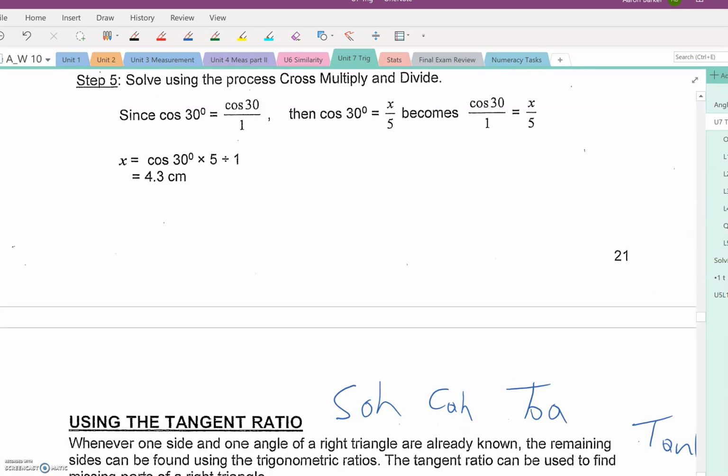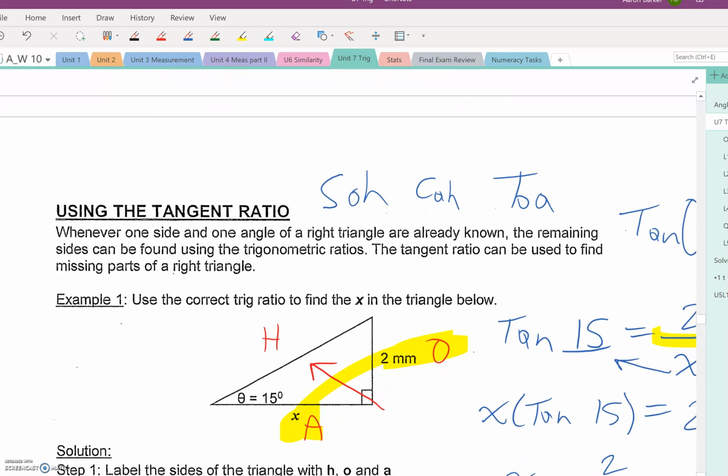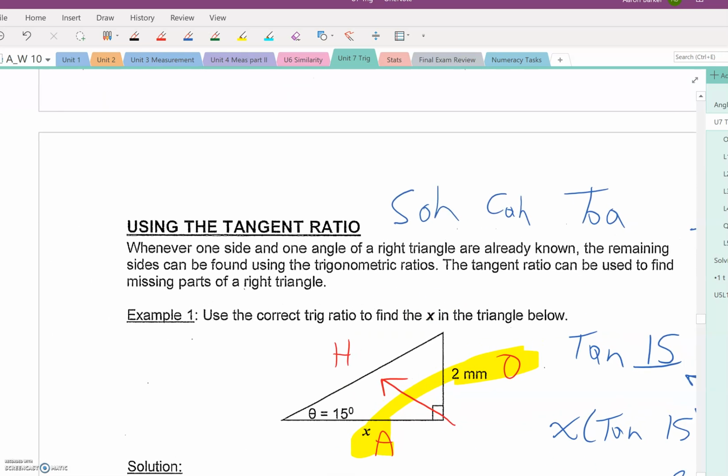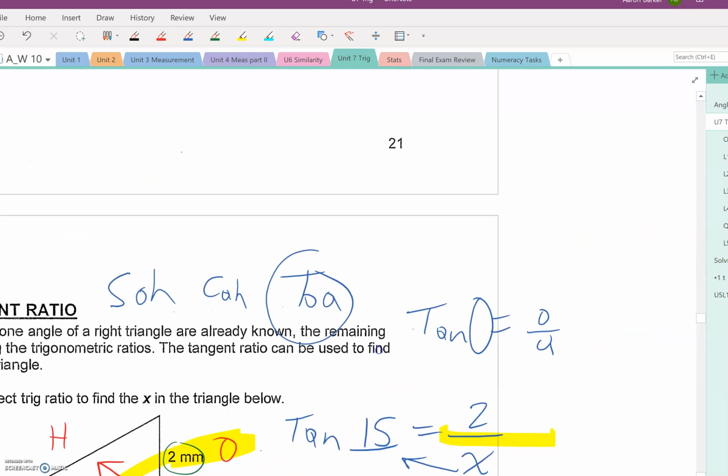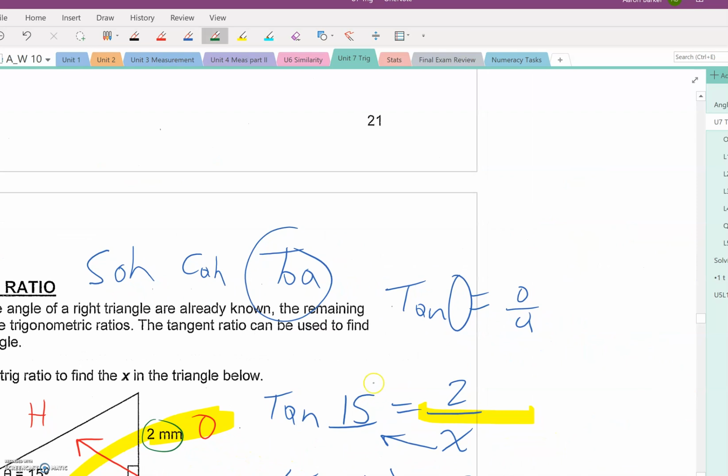Good. Next question. Here's tangent. So with tangent, we label our HOA. Now we're talking about O and A. So TOA stands for tan theta equals opposite over adjacent. And so we are going to be dealing with x going for the A spot and 2 for the O spot. So our first line of work is tan 15 degrees equals 2 over x.